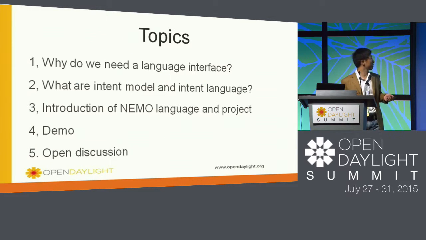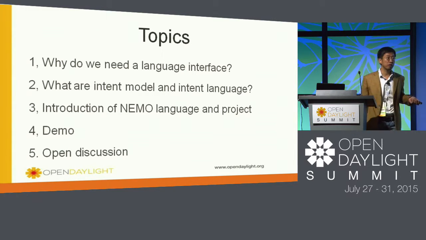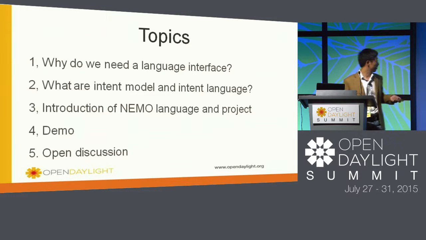Today, the topic includes these 5 parts. First, why we need a language to program a network. The second part is what's the intent model and what's the intent language. The third part is a quick introduction about the Nemo language and the Nemo project. And then we will give a demo, followed by an open discussion.